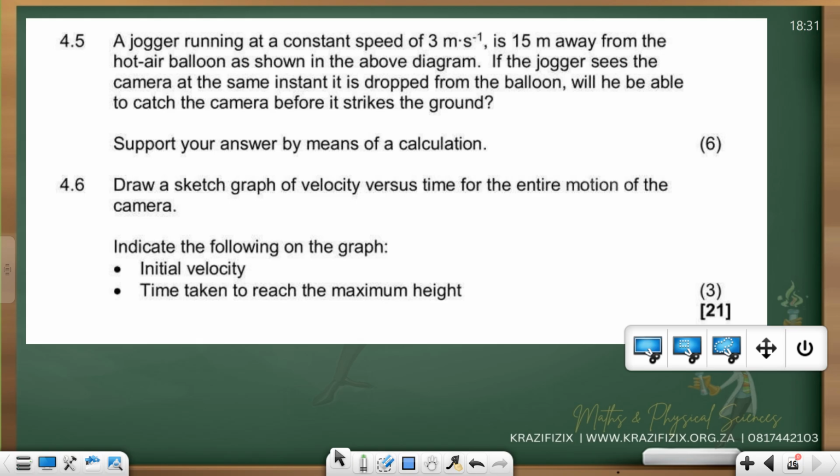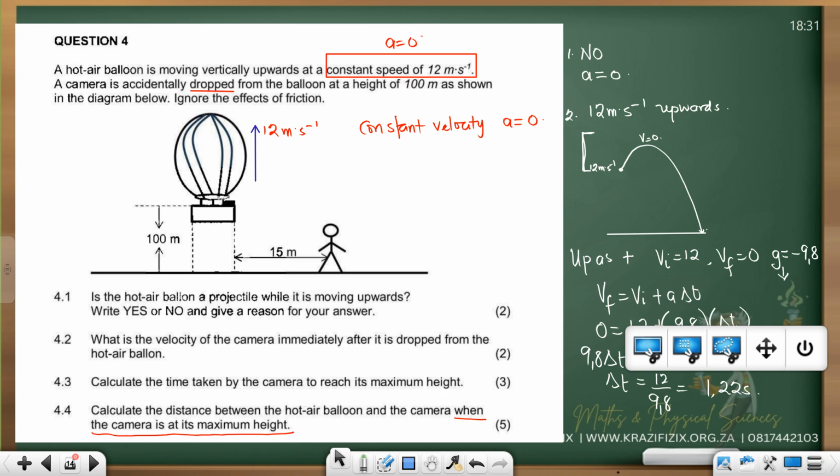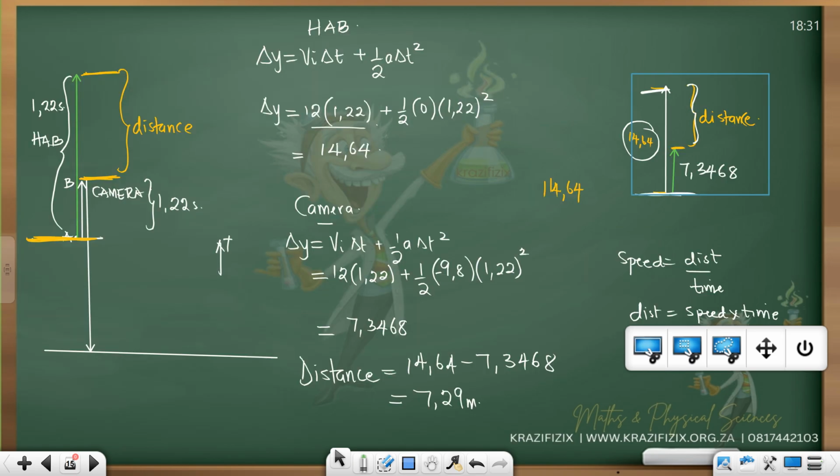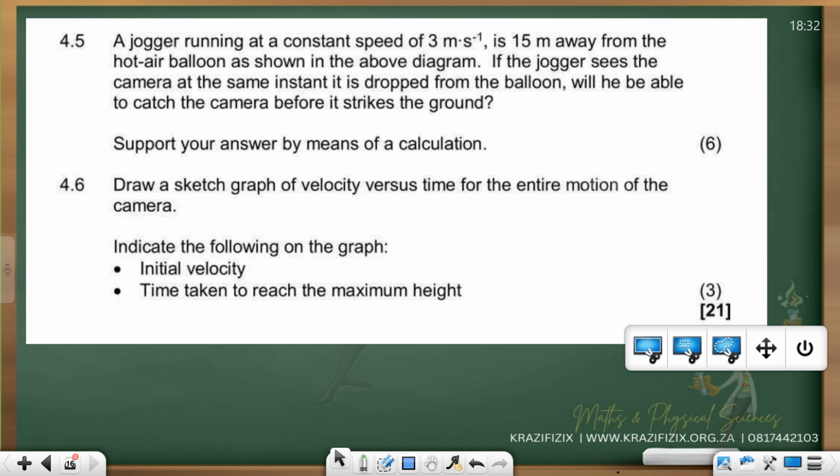All right. Look at this. A jogger running at a constant speed of 3 meters per second is 15 meters away from the hot air balloon as shown in the diagram. Okay, let's look at the diagram quickly. They said there's a jogger somewhere. That's Junior. Junior there now is 15 meters away. If the jogger sees the camera at the same instant it is dropped from the balloon, will he be able to catch the camera before it strikes the ground? Will he be able?